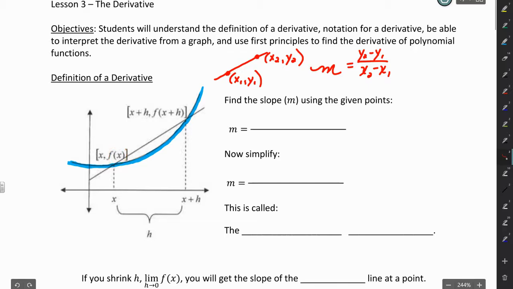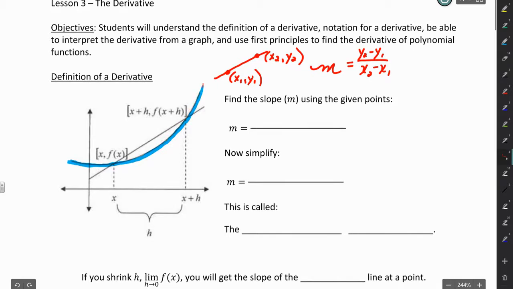And I'm going to indicate on this that the distance between here and here is h. So if this is x and this distance is h, then this is x plus h. So this x value is x plus h, and it's the same curve function. And in order to get my output value, I would input that into my function. So this is the notation that I have for the curve using the value of h. So it says find the slope using the given points.